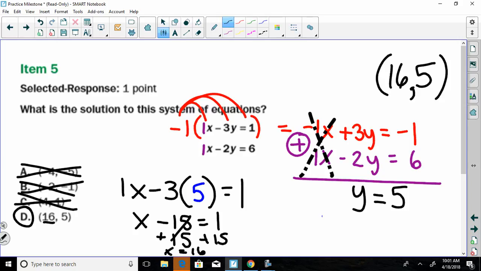And so when in doubt, you can always plug it in. Sometimes it's not going to be that easy. Maybe sometimes they'll say, what would the x coordinate of your point of intersection be? And so you couldn't just plug it in.